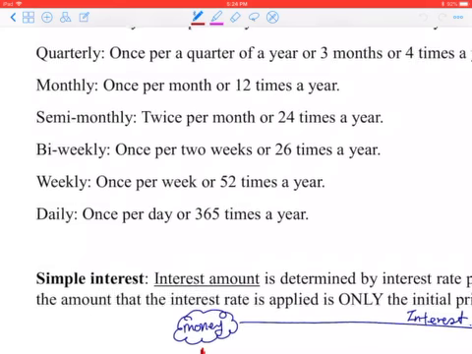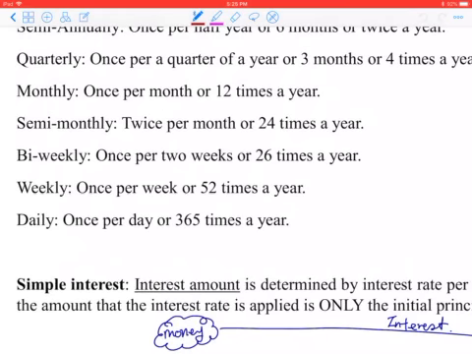Semi-monthly can be a little tricky, okay, so pay attention to this. Semi-monthly means twice per month, so not every 2 weeks. Remember, each month is not 4 weeks. Each month is 30 days or 31 days, right? So it's twice a month. That means it is 24 times a year, because there are 12 months a year, and twice that is happening per month.